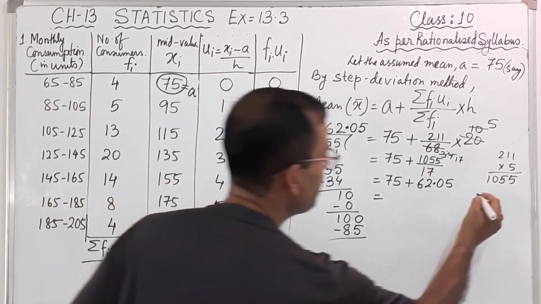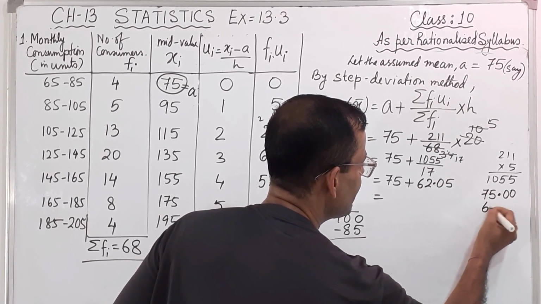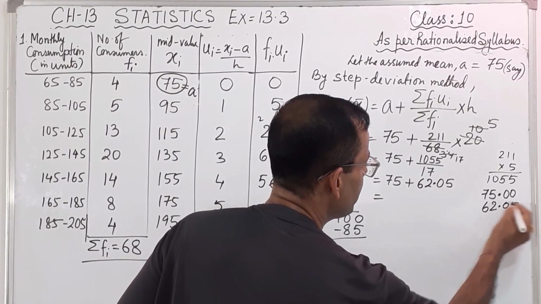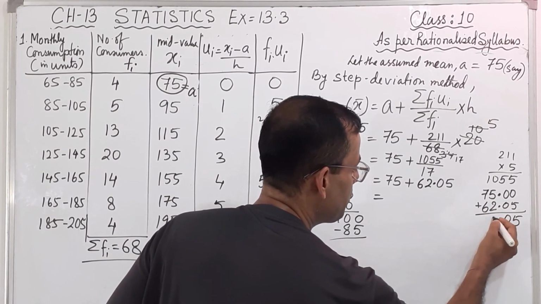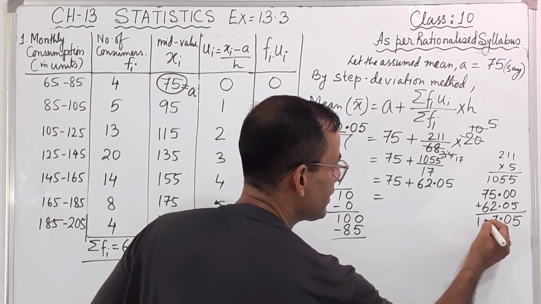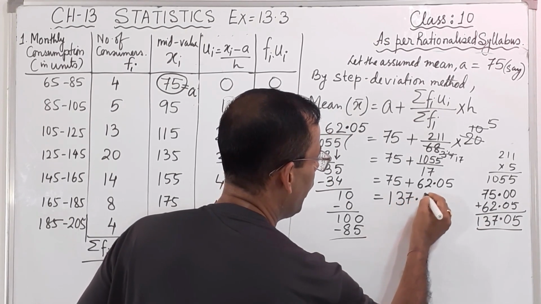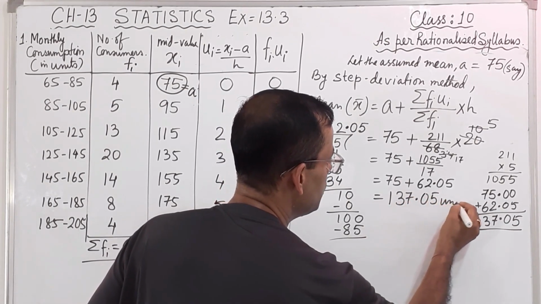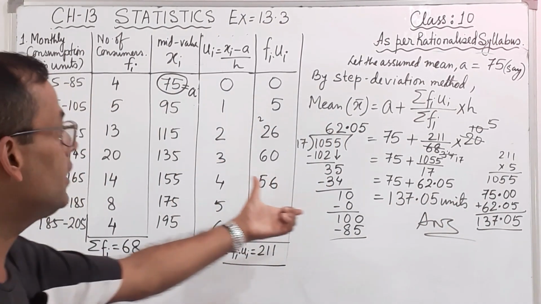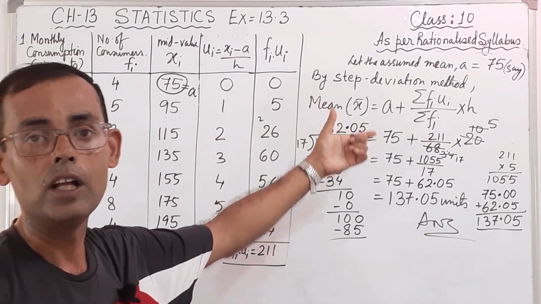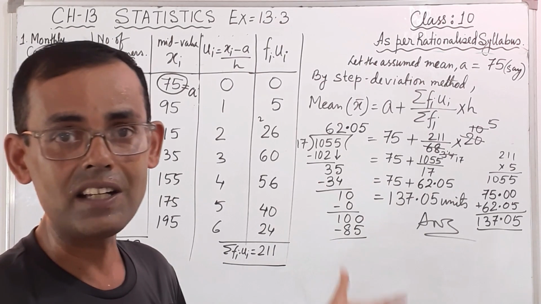Okay. So 75 means 75.00 and this is 62.05. So if you add, 5 then 0, then point below point, 5 plus 2, 7, or 7 plus 6, 13. So what you get? 137.05 units, and this is the answer, and you got the answer for mean. Okay, so mean you got 137.05, median you got 137 units.